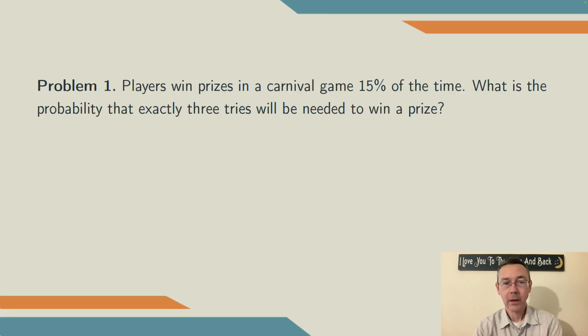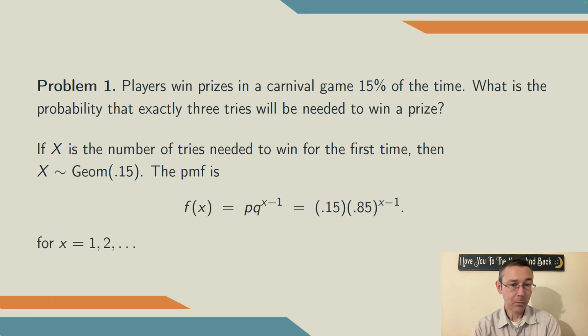Here's the first one. Players win prizes in a carnival game 15% of the time. What's the probability that exactly 3 tries will be needed to win a prize? So we're going to let x be the number of tries to win the first prize, and so x is going to have a geometric distribution. The probability of success on any given trial is 15%, 0.15.